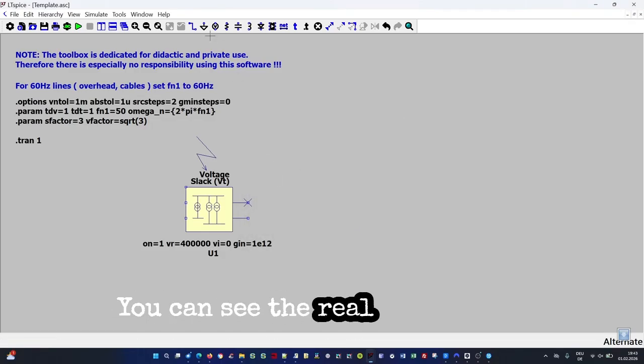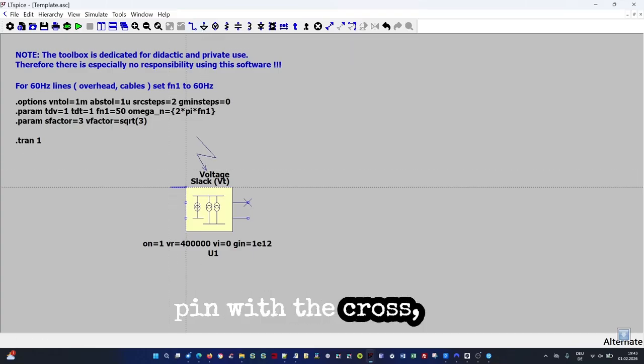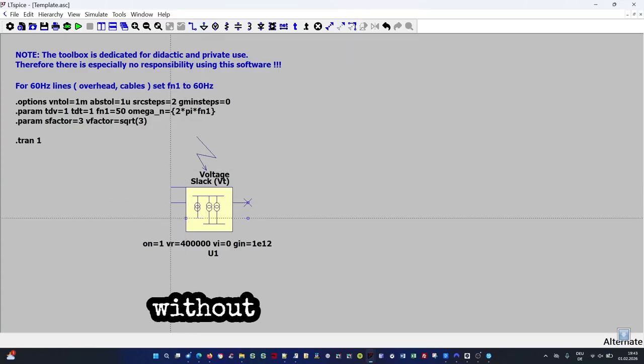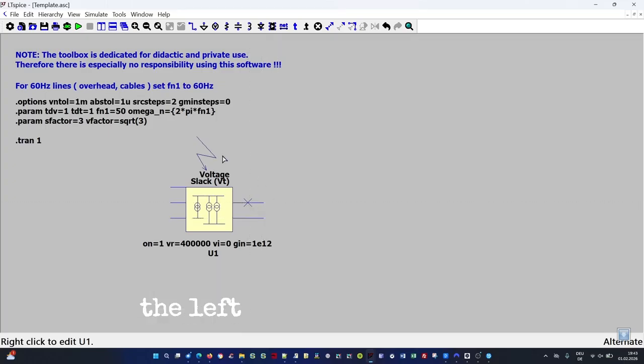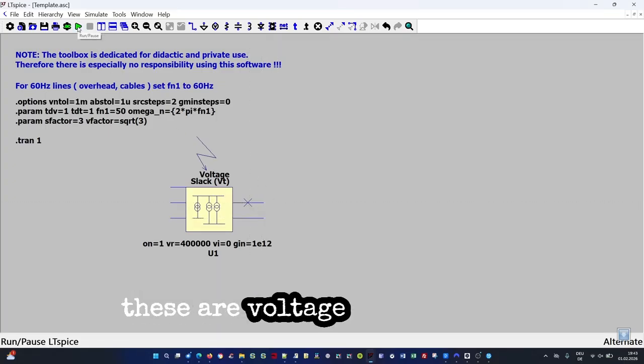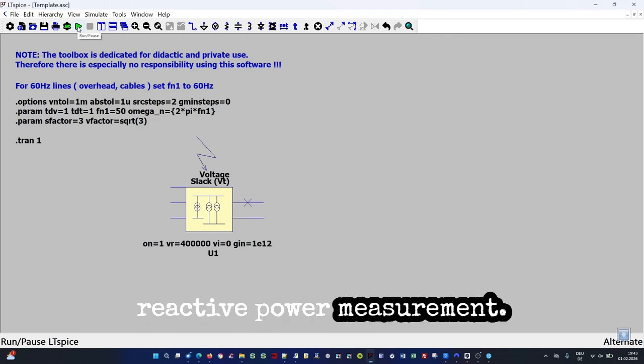You can see the real connection pin with the cross, the imaginary connection pin without the cross, and the 3 measurement pins on the left. From top to bottom, these are voltage measurement, active power measurement, and reactive power measurement.